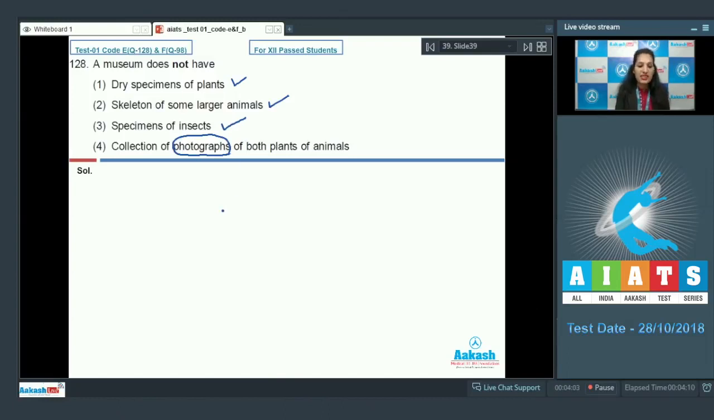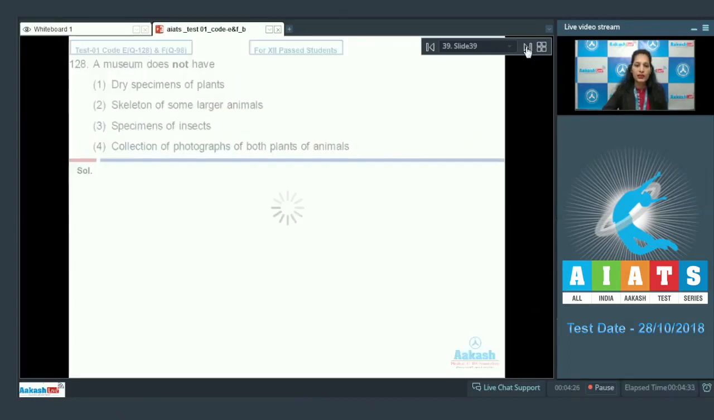It has specimens of plants and animals which are preserved. So it's a collection of preserved plants and animals, not the photographs. So the correct option for the given question is option number 4. Let's move on to the next question.